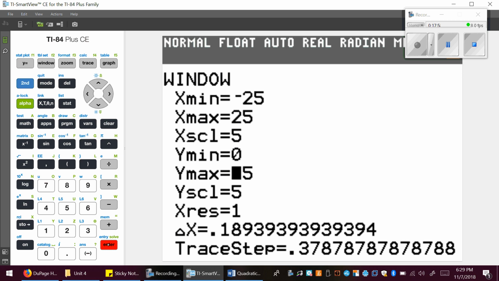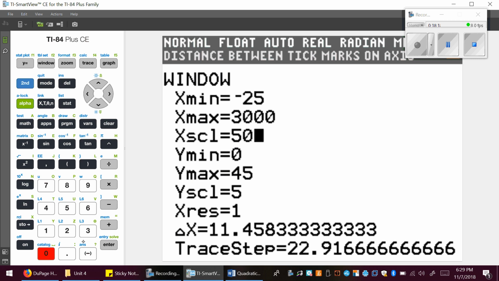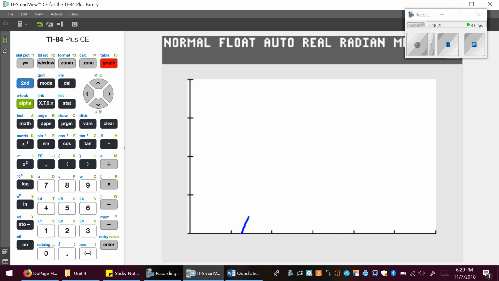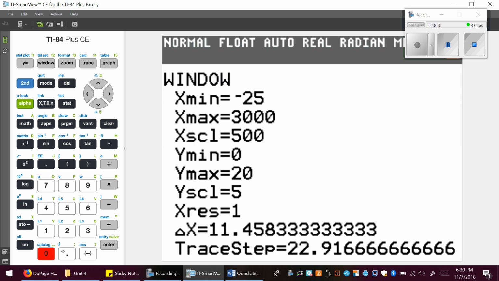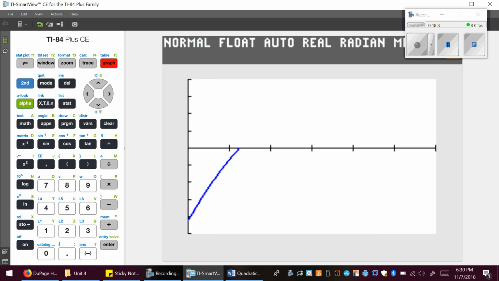And our maximum, ooh, hold on. I have this backwards. The x-coordinate represents elevation. In part C, we found out that the x-intercept was 2,612, so I have to go bigger than that. I'll go about 3,000 and count by 500s. I don't know the max here. I'm guessing. Let's go up to 20. If I have to come back and change it, I can. There we go.